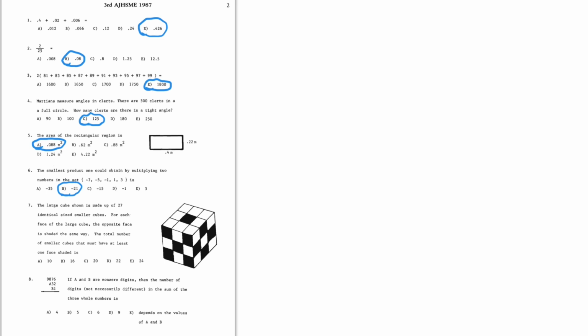Number 7. The large cube shown is made up of 27 identical-sized smaller cubes. For each face of the large cube, the opposite face is shaded the same way. The total number of smaller cubes that must have at least one face shaded is. So look at these 3 faces. The top has the shaded part. The right side has 4 shaded parts, and the left has 5 shaded squares. The opposite is exactly the same as the showing face. So we times 2. That's 20.